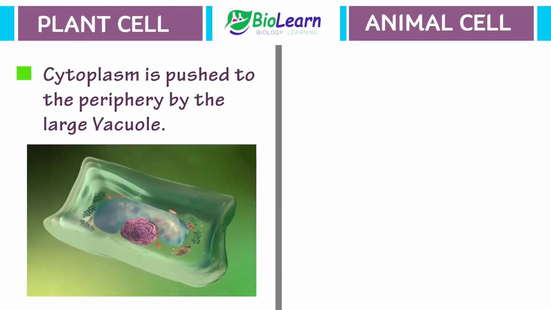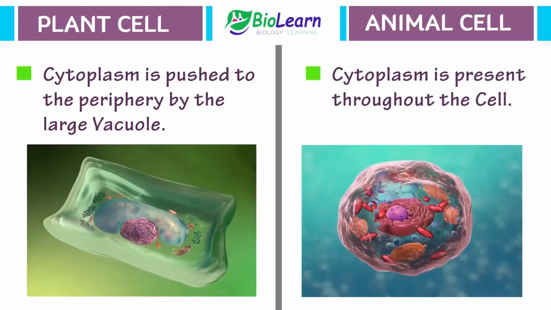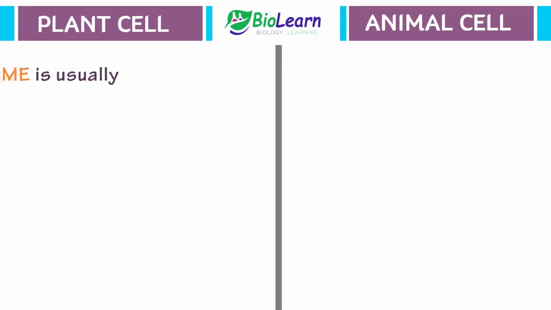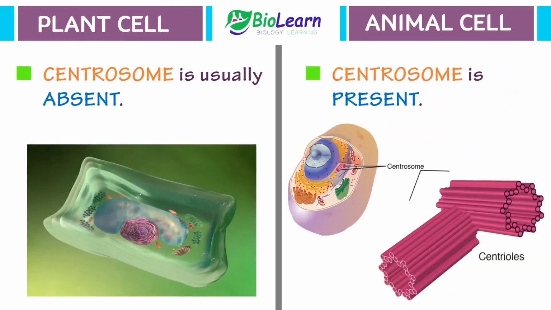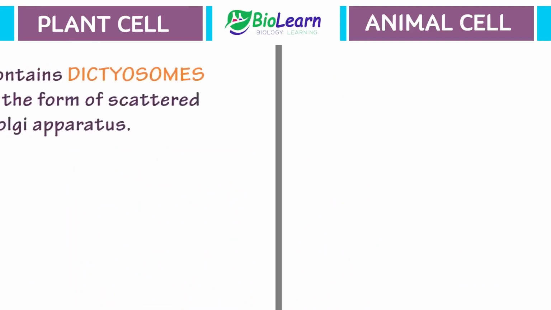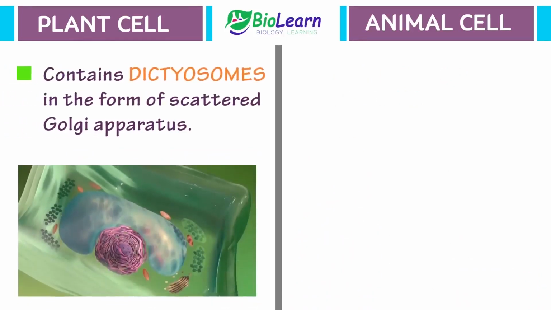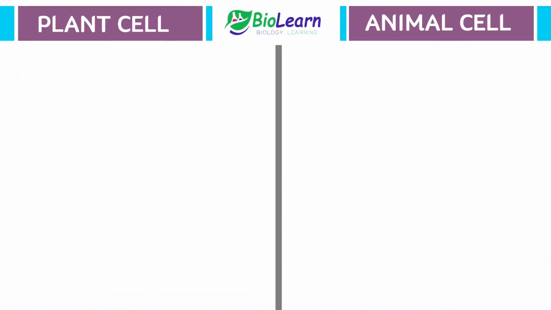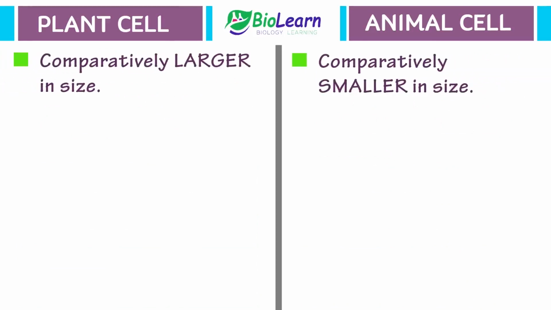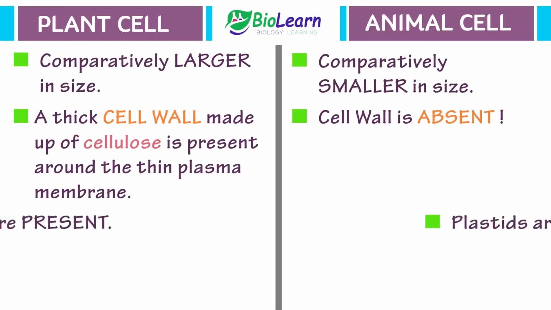In plant cells, cytoplasm is pushed to the periphery by the vacuole. In animal cells, the cytoplasm is present throughout the cell. Centrosome is usually absent in plant cells, whereas centrosome is present in animal cells. Golgi apparatus is present in the form of scattered dictyosomes in plant cells, whereas animal cells have a prominent and highly complex Golgi apparatus near the nucleus. Let us have an on-screen summary of all the differences between plant cell and animal cell.